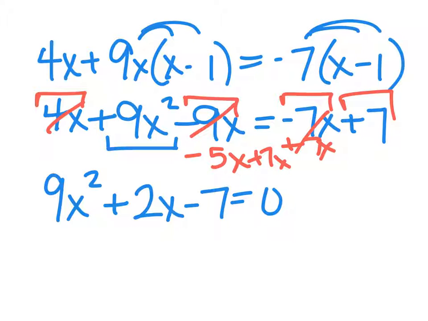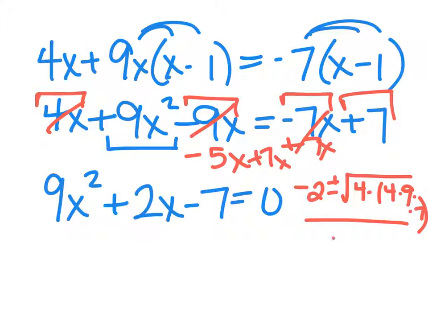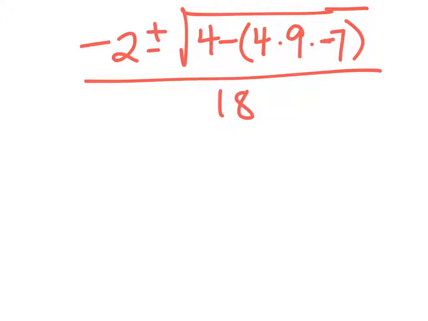Now I could factor this, or I could use quadratic formula. I'm going to go ahead and use quadratic formula. So it's going to be negative b plus or minus square root of b squared minus 4ac, all divided by 2a, or 2 times 9. Once again, we're going to pause for a second. I'm going to go to the next slide so we can finish this.